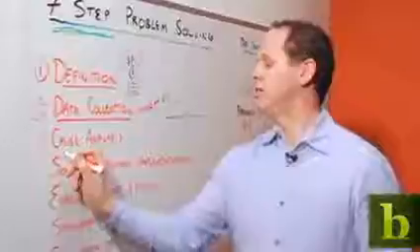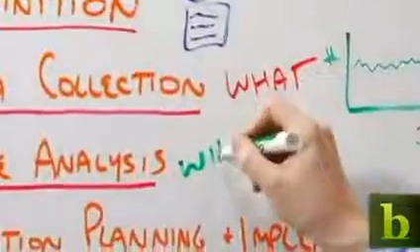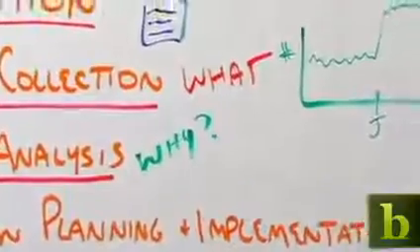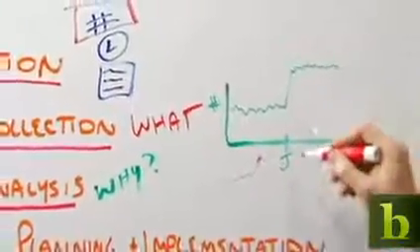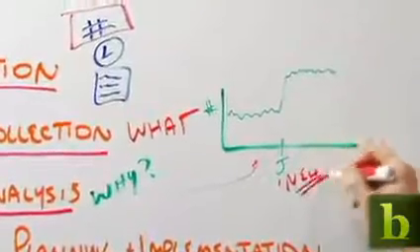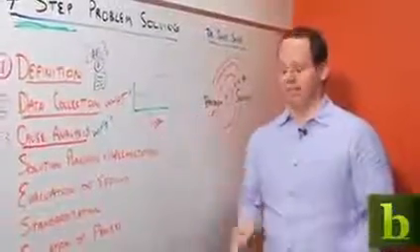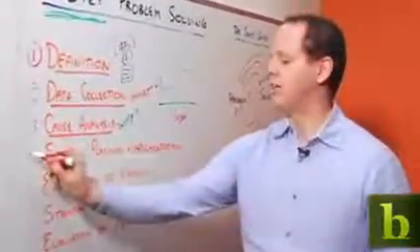Now we can move to step 3. Step 3 is cause analysis. Cause analysis, of course, answers the question of why? What's going on here? So we might go back up to this data and we might say, you know what, it turns out right at this same time, we had a new product introduced, started shipping to the customer, and a lot of the calls are about that product. Now we're getting somewhere.